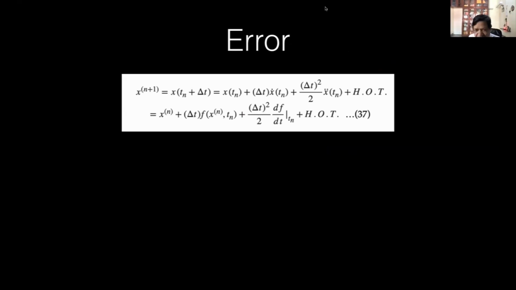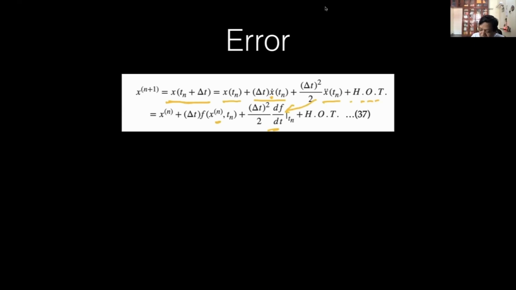So, let's do a Taylor expansion of x n plus 1. What is x n plus 1? So, x n plus 1, I Taylor expand around Tn. So, it is x(tn) plus delta t times x dot plus delta t squared over 2 times x double dot, like that. Okay. Now, x dot is f, no? x dot is f. So here, this is the term which is here and like that.